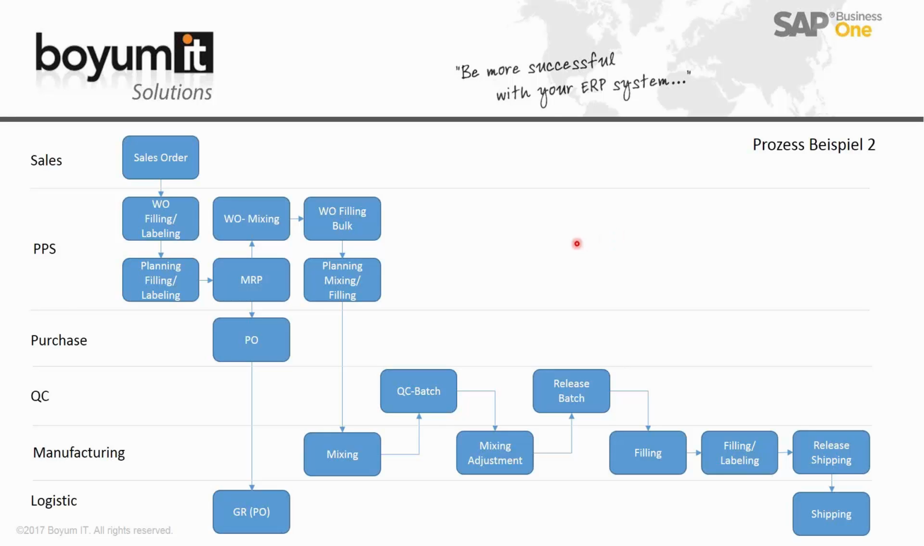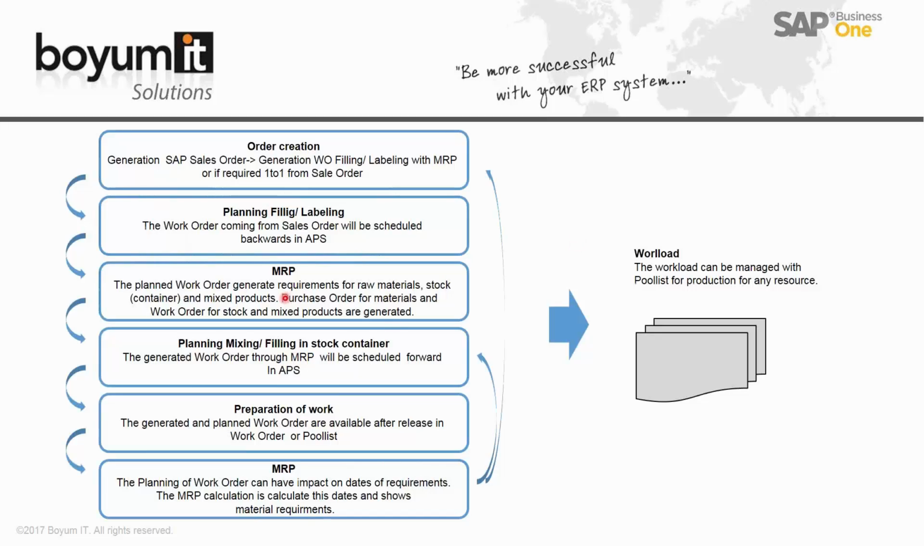And also here, if we take a look at the planning side, it's more or less the same. You have also here your order creation. You will plan your filling and labeling for your finished product. You go to MRP. You create your mixed product based on your lot size, and then you have a second scenario where you plan the mixing and filling in your containers. This is based on your lot size. Yeah, and then at the end you have the preparation and MRP maybe again, and your workload. This is then more or less the same.